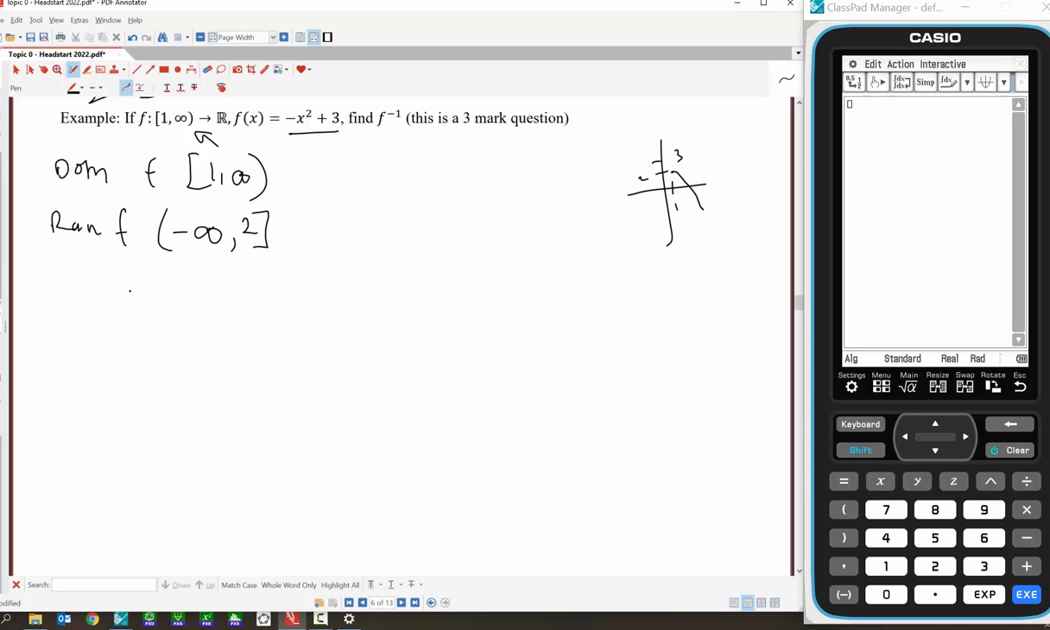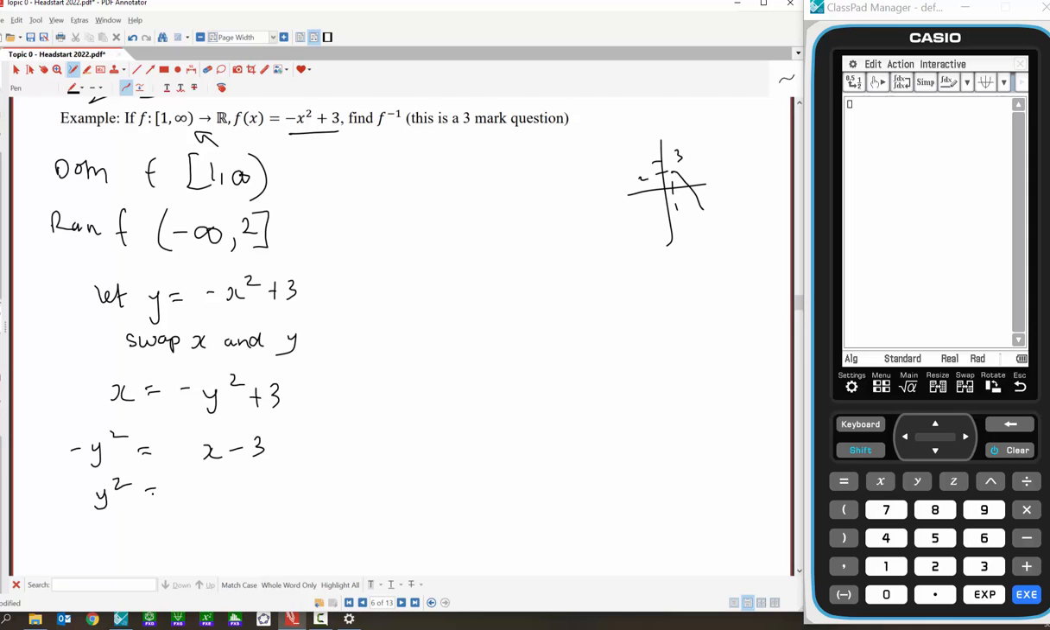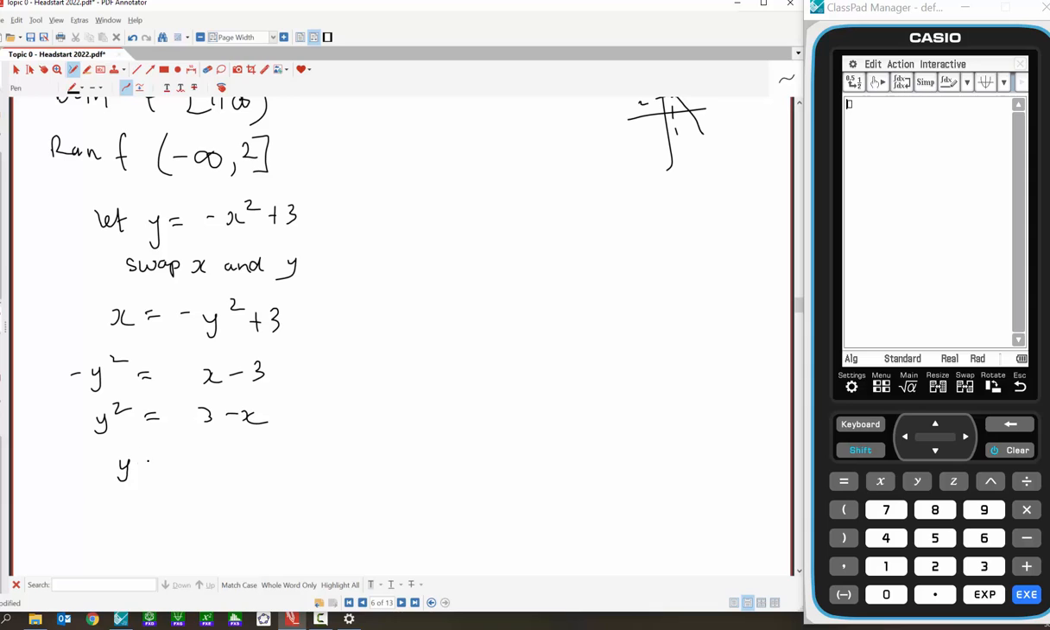Alright, so let's get on with it. Let y equal negative x squared plus 3, swap x and y, x equals negative y squared plus 3. Then we're going to do negative y squared equals x take 3, y squared equals 3 take x dividing by -1, y equals plus or minus root 3 take x.